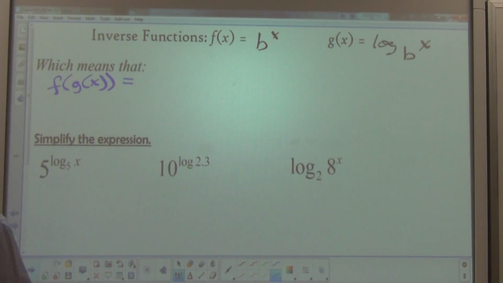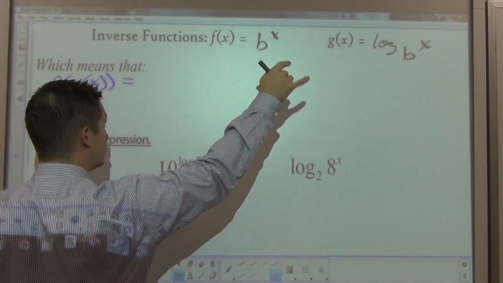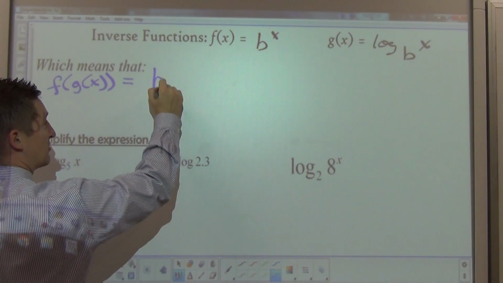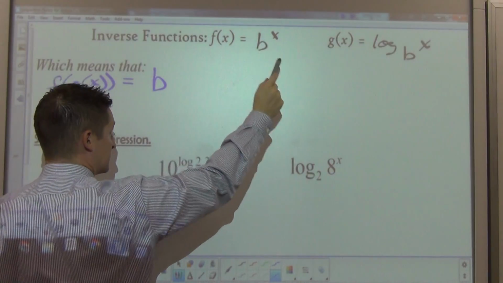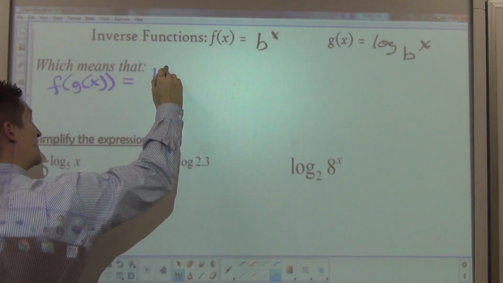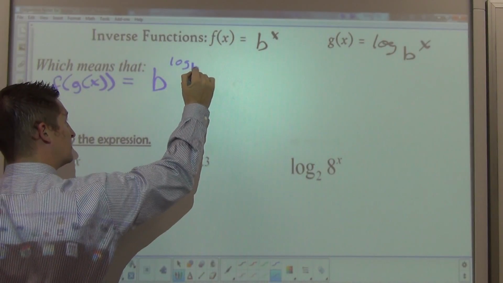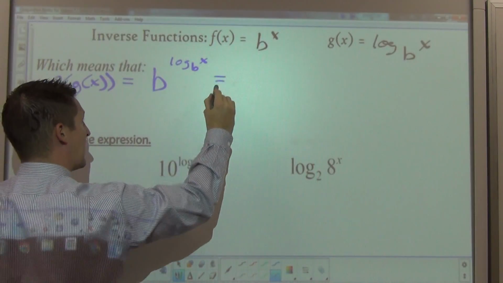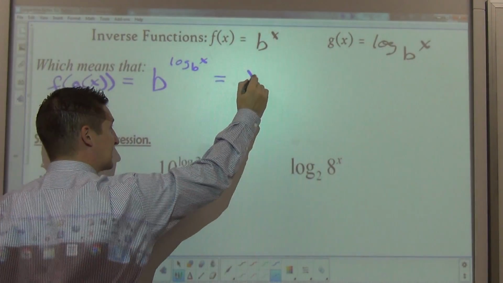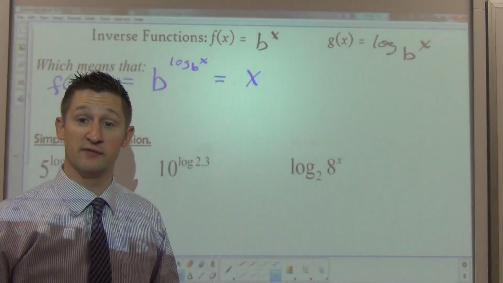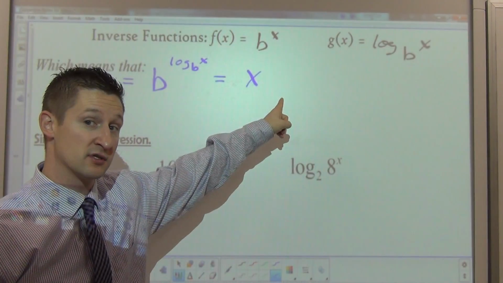So, if I find f of g of x using these two functions, the f function is b to the power. So I take b raised to some power. Well, that some power is the other function, the log base b of x. So b raised to the log base b of x, this is f of g of x, has to equal x because these are inverse functions. And when I compose inverse functions, I get x as a result.